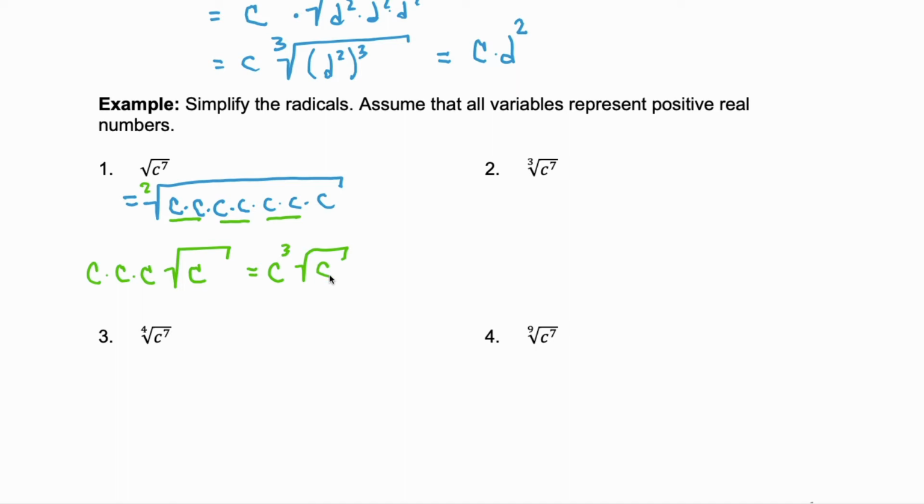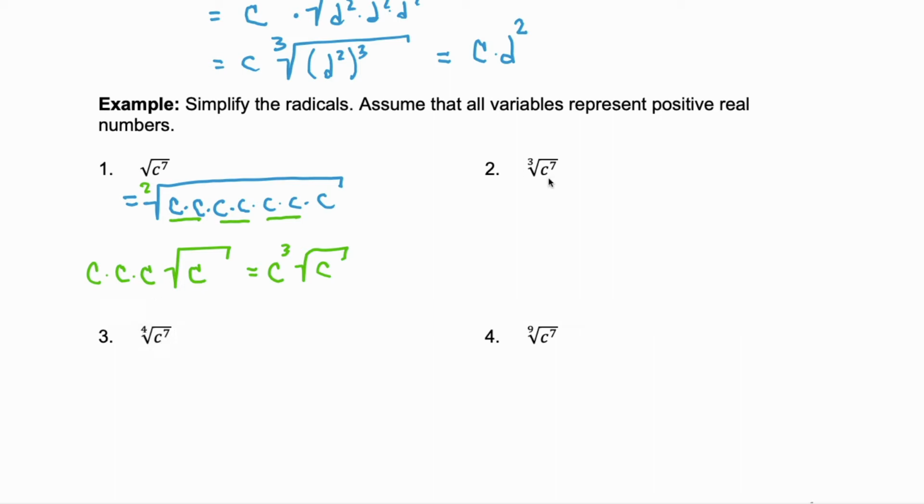So remember, you're pulling out in groupings of whatever your index is. So as long as your exponent on the inside is larger than your index, you can pull out factors.